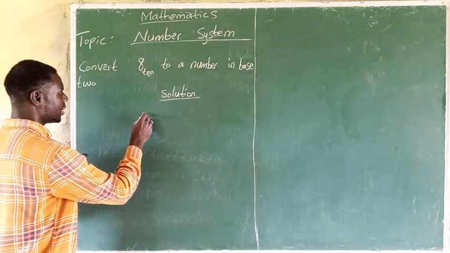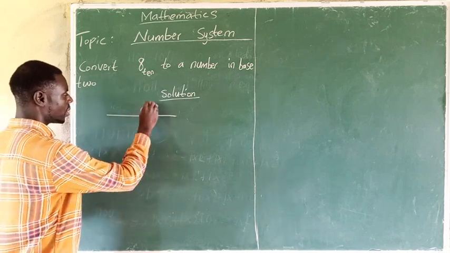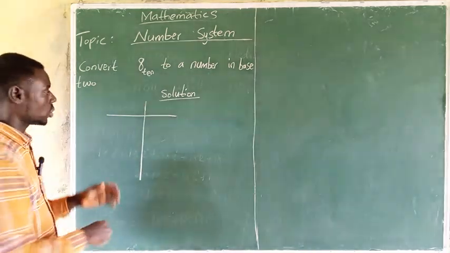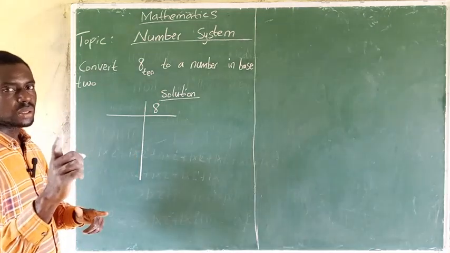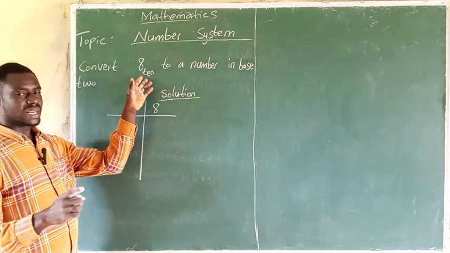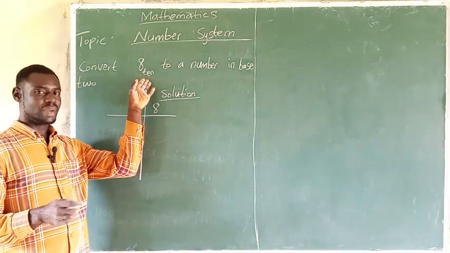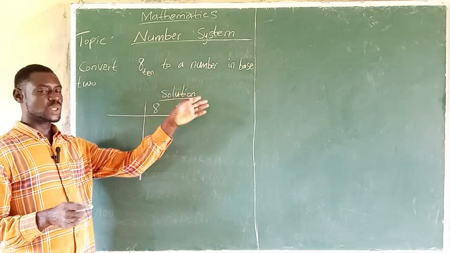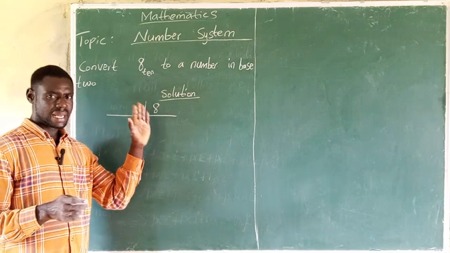You start by using the prime factor method. You bring your 8. You are converting it to base 2. Remember, it's already in base 10. Assuming you have a base here, maybe that is not in base 10, and you want to convert to another base, there's another pattern you use to solve. But in this case, let's solve this one.